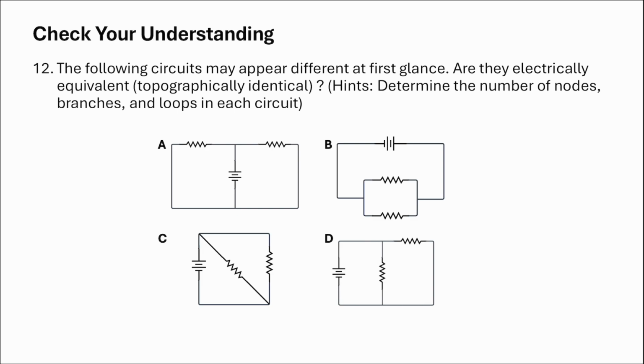So let's look at the nodes. Circuit A, there's 1, 2. So for circuit A, N equals 2. For circuit B, 1, 2. So N equals 2. For circuit C, 1, 2. So N equals 2. Circuit D, 1, 2. Now remember here, there's no node here, so there are only 2.